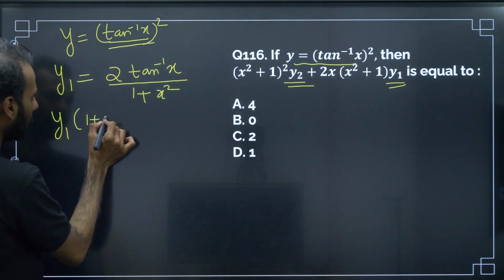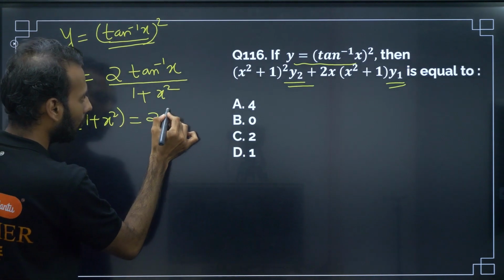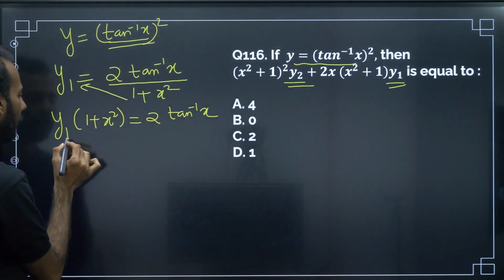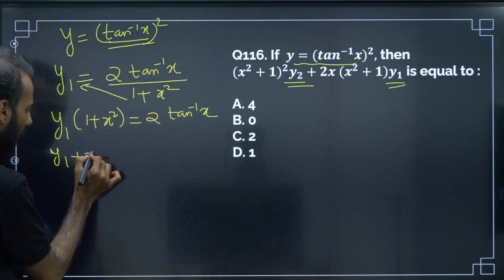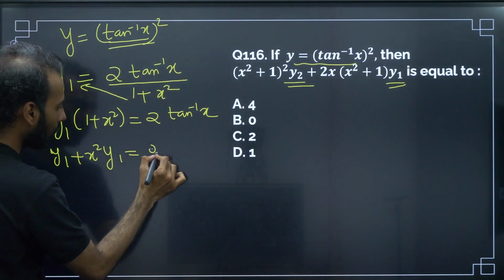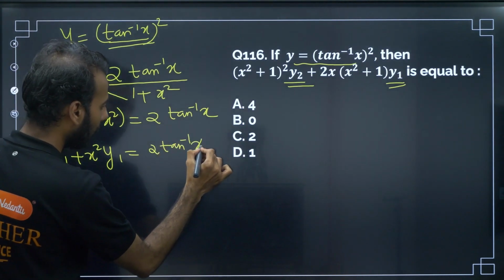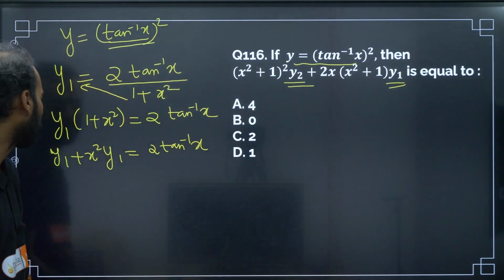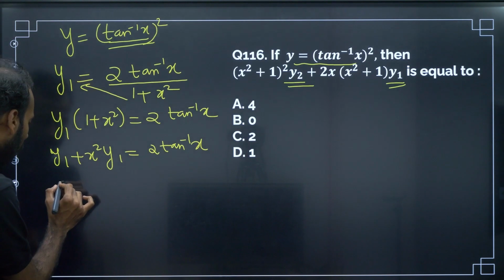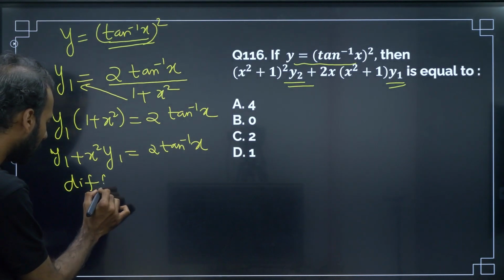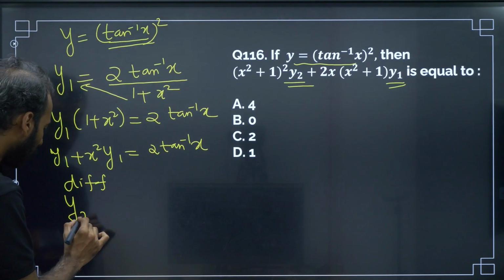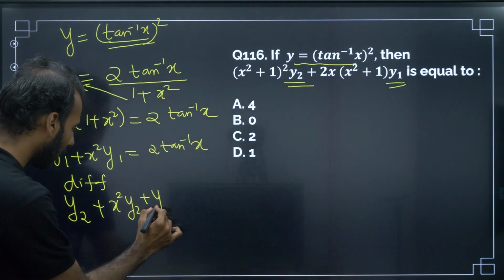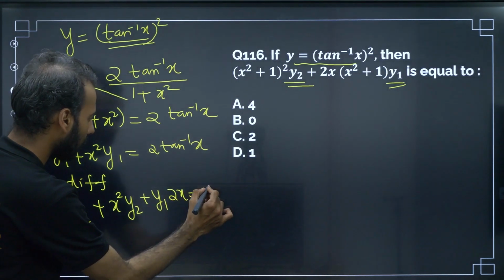y1 times 1 plus x square is equal to 2 tan inverse x. I am transposing the denominator to this side. Next, y1 plus x square y1 is equal to 2 tan inverse x. Still we should not stop at this point, because in the question they have asked to find y2. How to reach y2? I can differentiate once again. So we differentiate once again. So y2 into 1 plus x square plus y1 into 2x is equal to 2 by 1 plus x square.